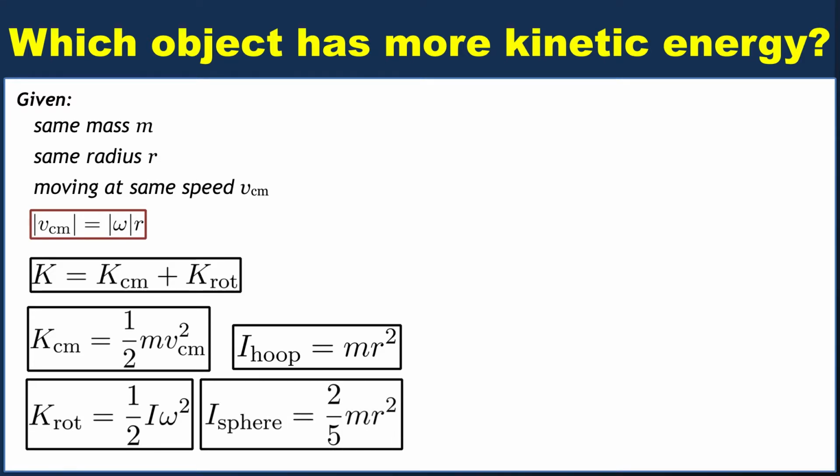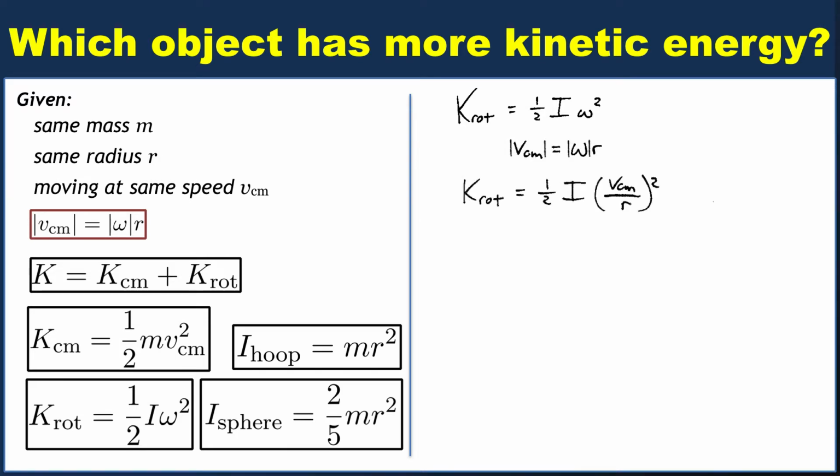Okay. Let's start by analyzing the expression for the rotational kinetic energy. So K sub rotation equals 1/2 I omega squared. Well, we have this relationship now between the speed of the center of mass, omega, and r, so let's use that to substitute in for omega in the rotational kinetic energy expression, like so. And we can simplify this a little bit so that K rotational equals 1/2 I times the speed of the center of mass squared divided by the radius of the hoop or sphere squared.